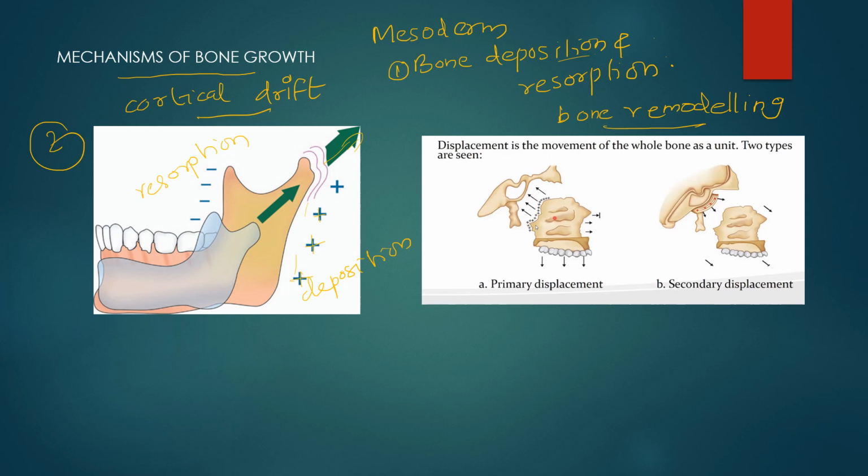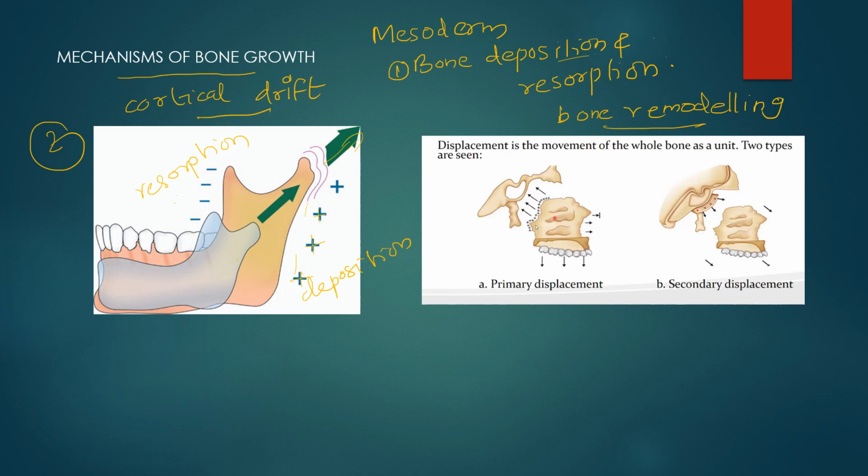If bone deposition and bone resorption on either side of the bone are equal, then the thickness of the bone remains constant. If more bone is deposited on one side and less bone is resorbed on the other side, then the thickness of bone increases. And if resorption is more than deposition, then the thickness of bone decreases. So cortical drift means the growth movement towards the depositing surface.